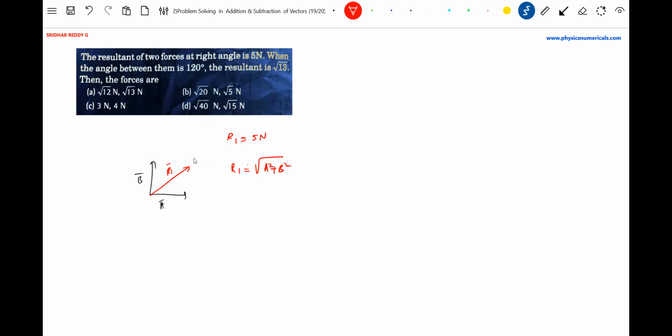The angle between them is 120 degrees. When the angle between them is 120, the resultant is root 13. I think this is the new situation now. What is the angle between them? It is 120 degrees. A bar, this is B bar. We don't know what they are, but the angle is 120 degrees. Let's not bother about the direction. Somewhere I'll put it here. This is the resultant. This R2 is root 13.